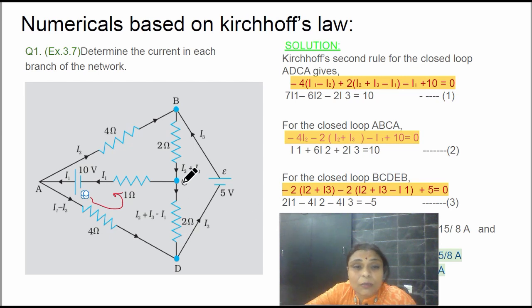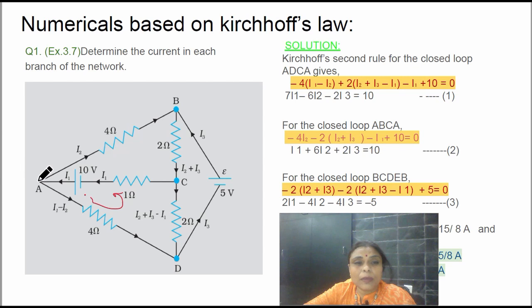Then we move ahead and we come across the 1 ohm resistance, and our direction of traverse is in the same direction as I1, so it is minus I1. And then negative to positive, so it is plus 10 volts. And we have got the first equation.